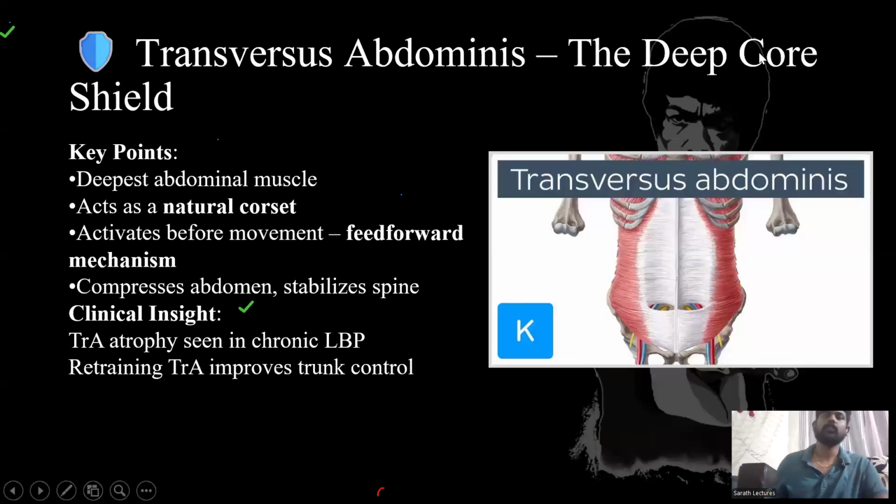Now go to the transverse abdominis muscle. It is like a shield, covering like a corset. Do you know a lumbar corset? If you wear the corset, how will it pull? The elasticity of the corset will compress each and every part of the abdomen, right? Like that, if the transverse abdominis muscle contracts, the same will happen. So that is the main function of the transverse abdominis muscle. It is a natural corset.